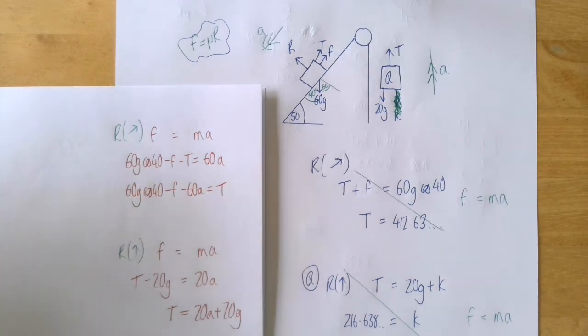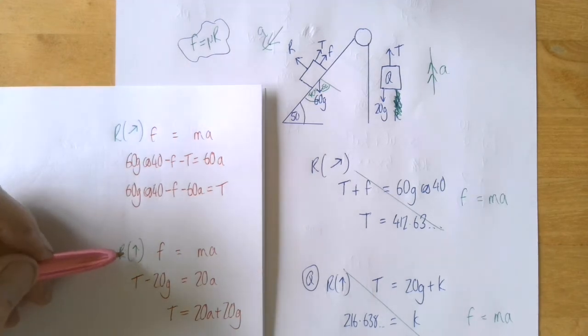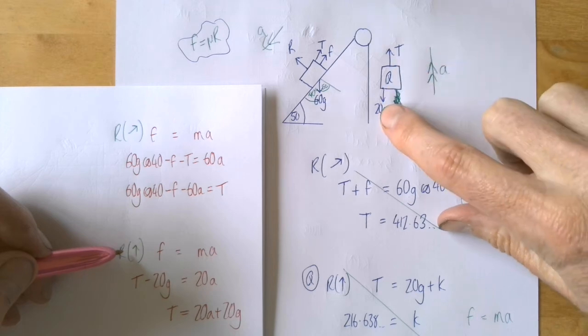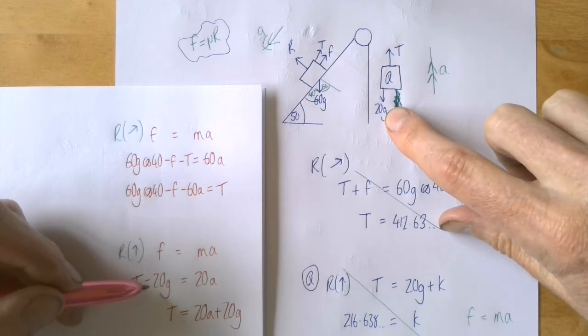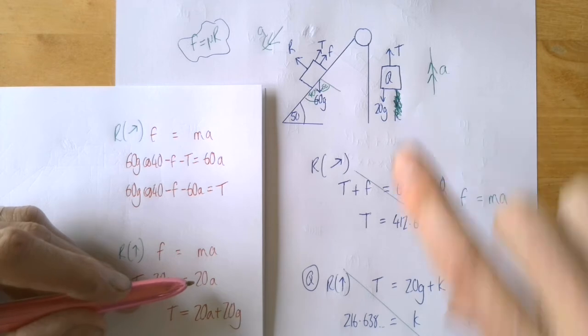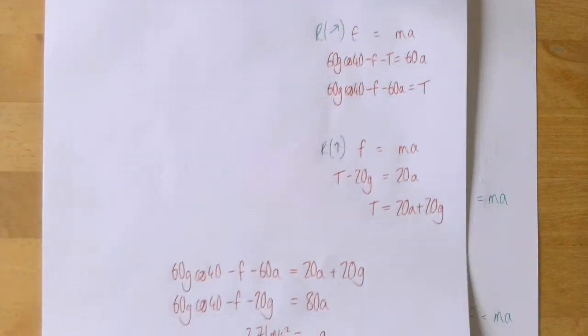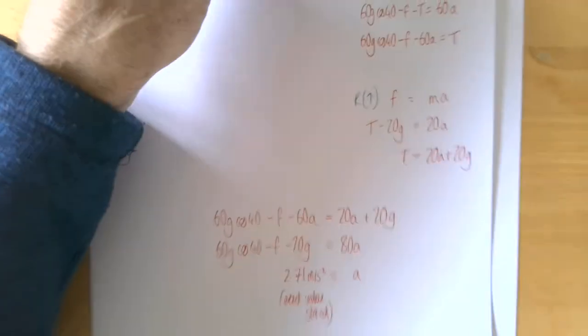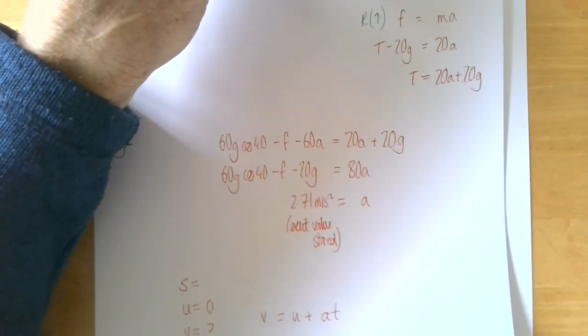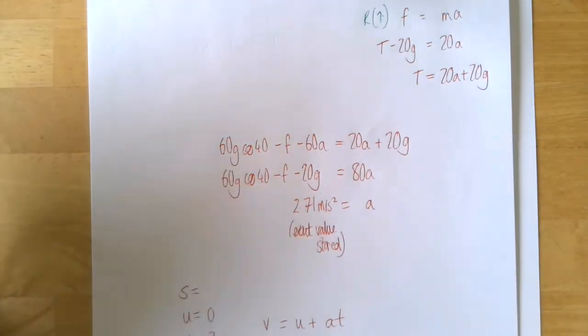You may well have solved these simultaneous equations differently. That's the way I'm going to do it. This equation, resolving for Q, you've just got T, take away 20g, sorry, not 20Q, equals mass times acceleration. And again, I rearrange that as T equals. So I'm then going to work out the value of a. Don't care about T, don't need it, because the question's about how fast it's going in 5 seconds.